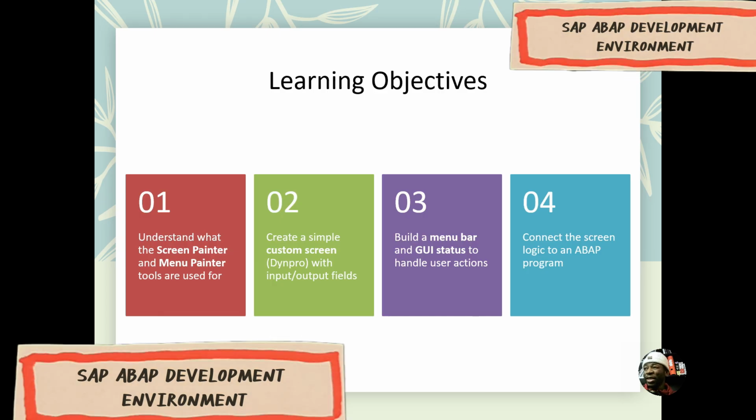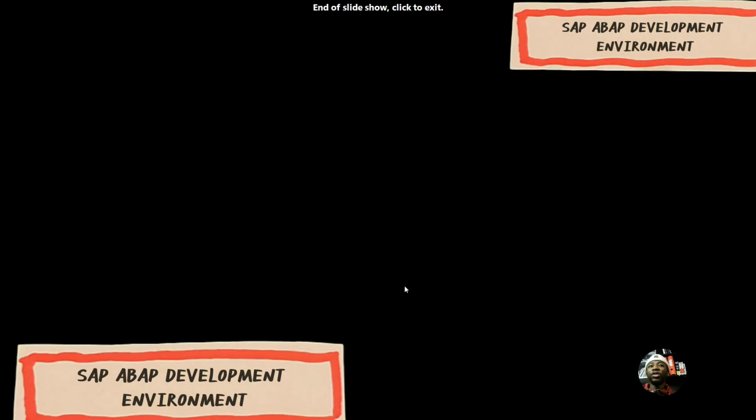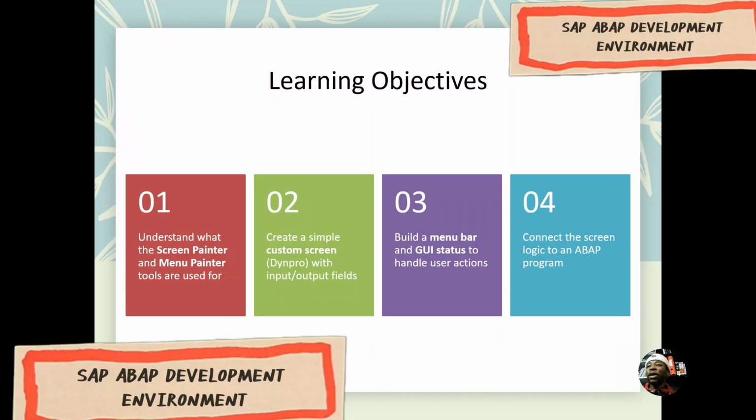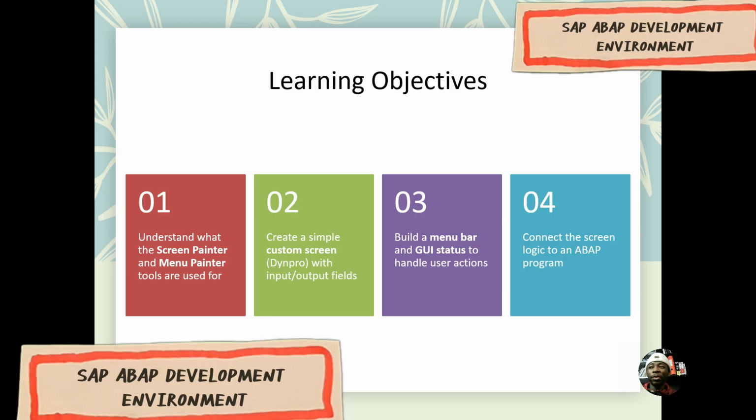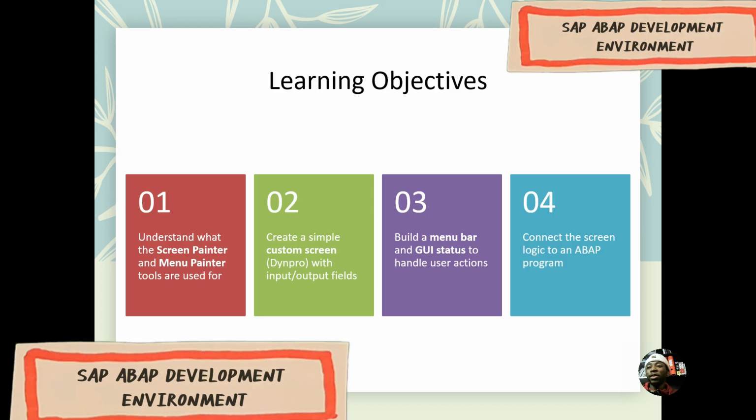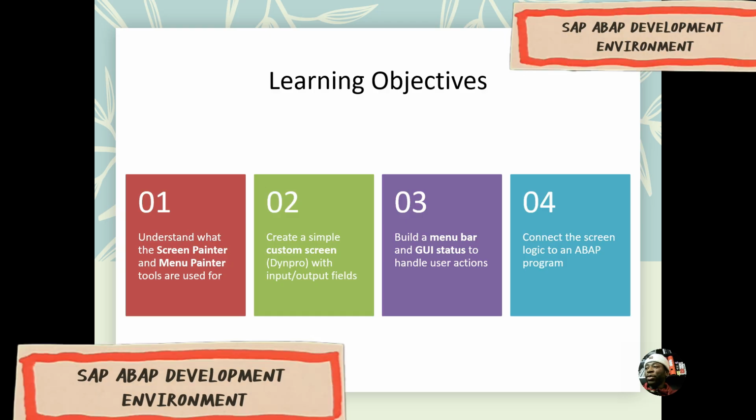The screen painter and the menu painter. These tools allow you to build user interfaces right inside SAP without needing HTML or JavaScript. So think of it as SAP's native way to create forms, menus, and buttons for your ABAP programs.